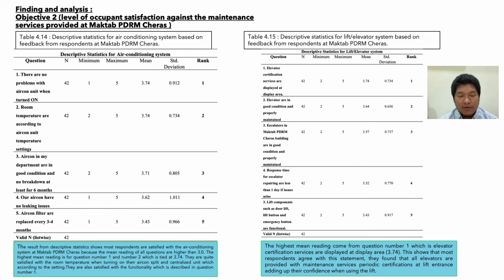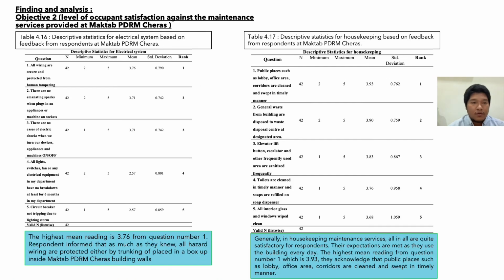So sometimes they have a broken lift button, so the quality is quite inefficient there. So that's why it came out as the last question. They are not quite satisfied. Next, we will go into electrical system. Same with air conditioning and lift and elevator.